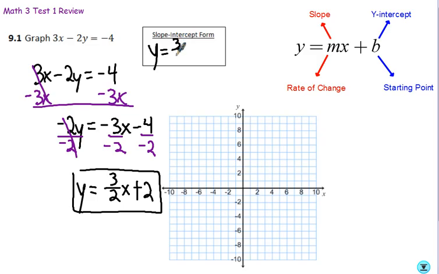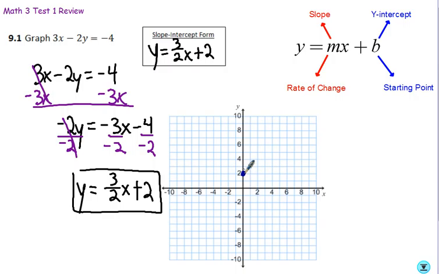So that's the only work on this one. Now the easy part is actually just graphing it. So I'm going to look at the y-intercept to see where it starts. Remember, the b is where we begin. It's our starting point. So it looks like we're going to start at 2, and we're always starting on the y-axis. So I've got 2.